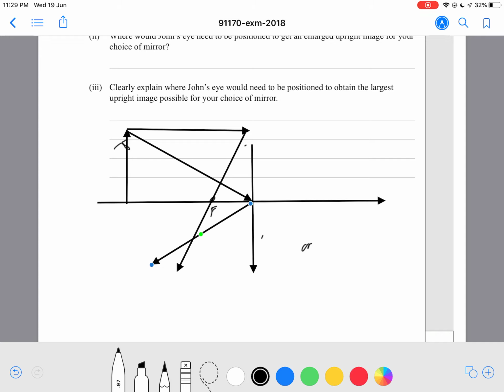Okay, so as you can see, if it's outside the focal point, our point of intersection between the two rays will be this point here, and our image will be produced as a real image. The rays actually touch. It will produce a real image.